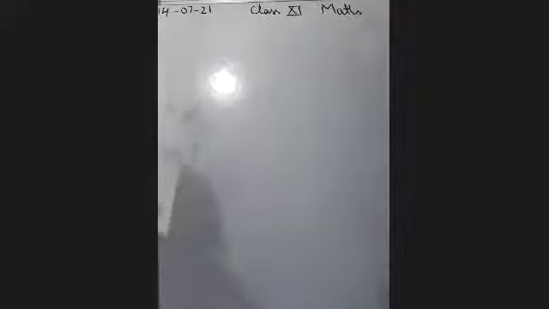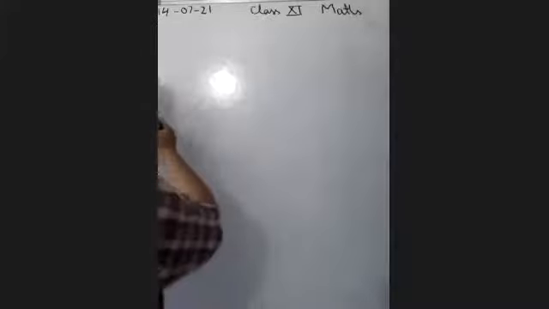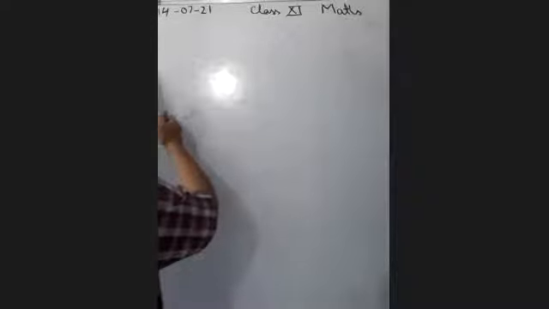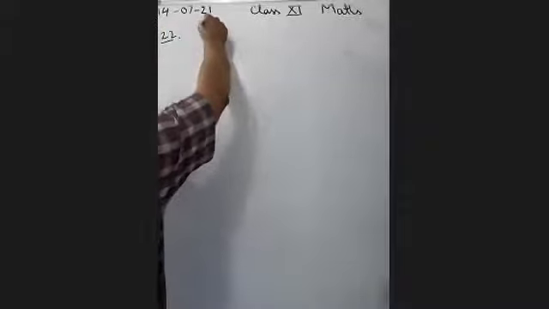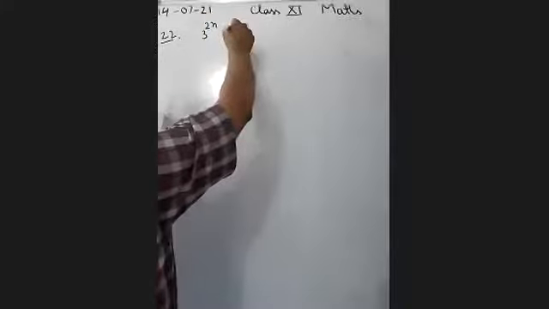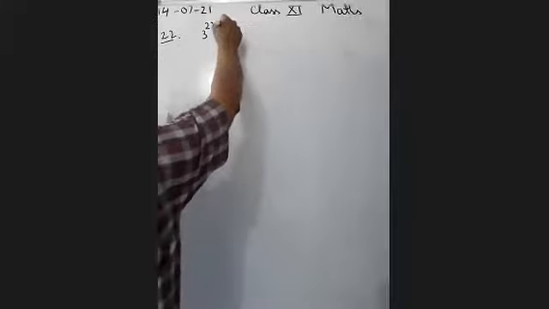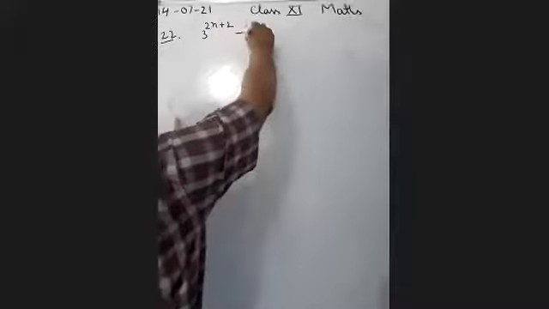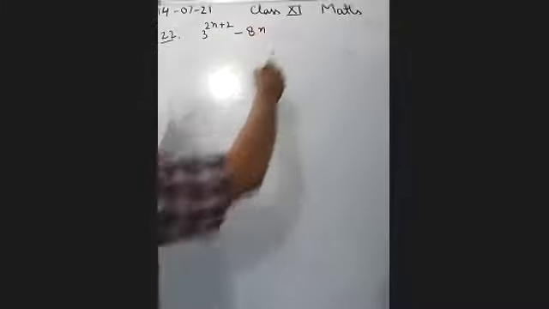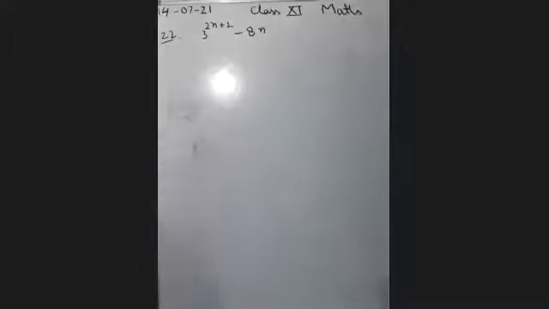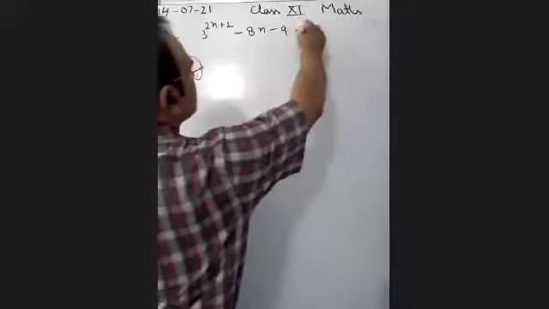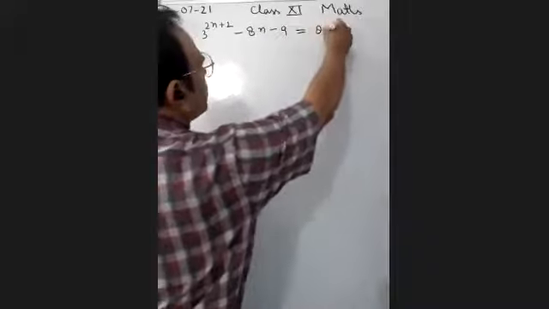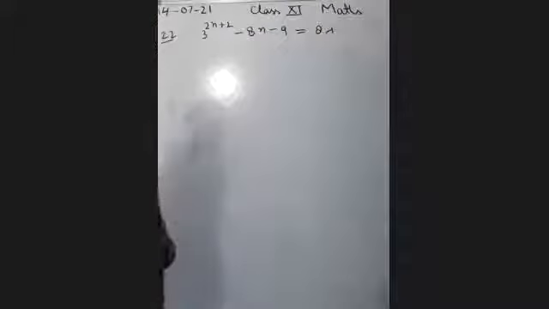22nd क्वेश्चन है 3 to the power 2n plus 1, 3 to the power 2n plus 2 minus 8n minus 9 is divisible by 8. तो यानी कि it will be in the form of 8 lambda, है ना?